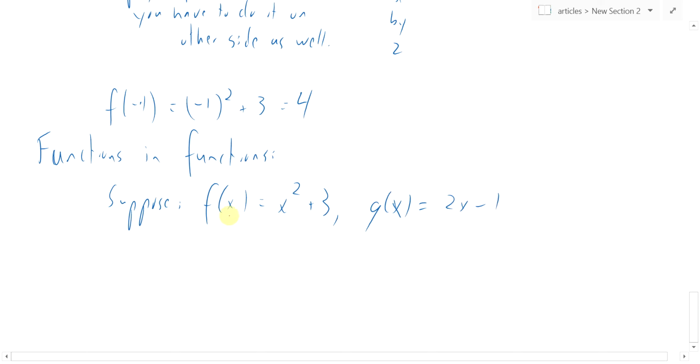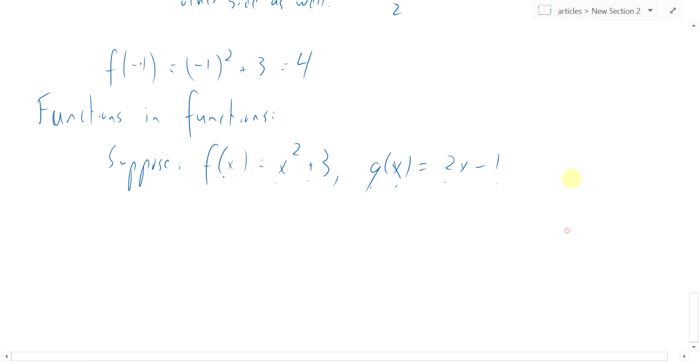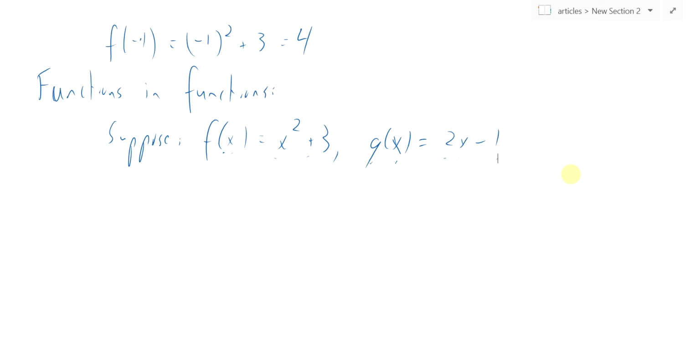So these are rules. This rule says if you give me x, I'll square it, add 3 to it, and give it back to you. The rule g says, well, if you give me x, I'll double it and subtract 1 and give it back to you. So, what is f of g of x?